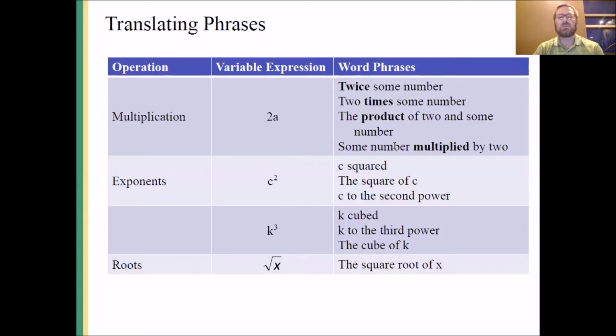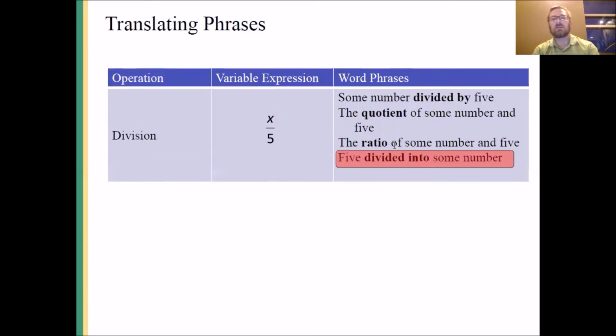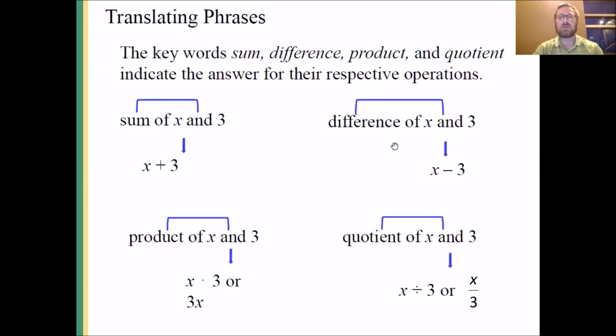For exponents, you can see that c to the second power can be called c squared. The square is c. And then to the third power can be k cubed, k to the third power. And at the bottom there it says square root of x. We're not going to deal much with the exponents and roots until a lot later. Division, though, we will use. So you can see that this is some number divided by 5, quotient, which is the answer to division, of some number divided by 5, the quotient of some number and 5, the ratio of some number and 5, or 5 divided into some number. You can see that the 5 goes under the number in that case.